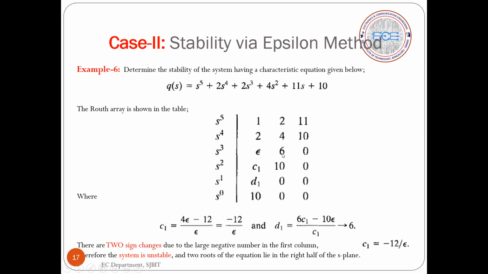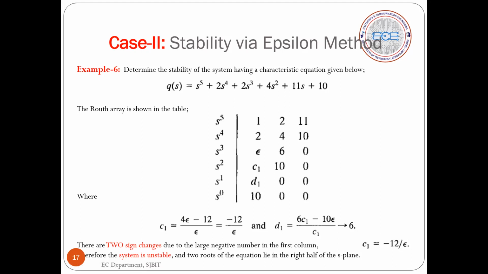Now the next element, there is no problem in computing, we got it as 6. Now the question is how to compute C1. According to the formula, C1 is (4 into epsilon minus 2 into 6, that is 12) divided by epsilon. And how to find D1? D1 we find based on the C1 value, that is (6 C1 minus 10 epsilon) divided by C1, which gives the value 6, where C1 is minus 12 by epsilon, which we substitute here to compute the D1 value.